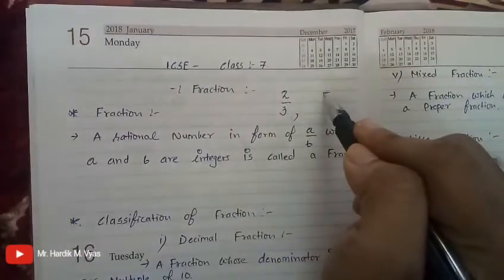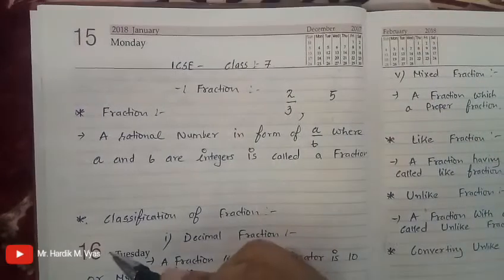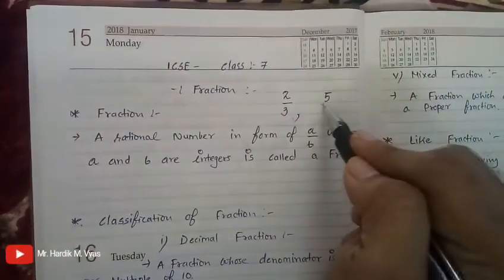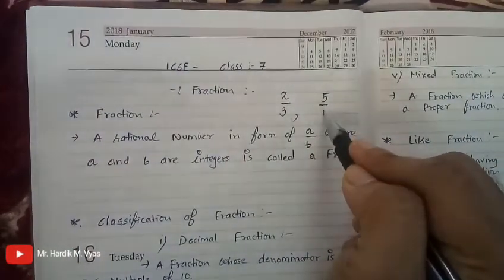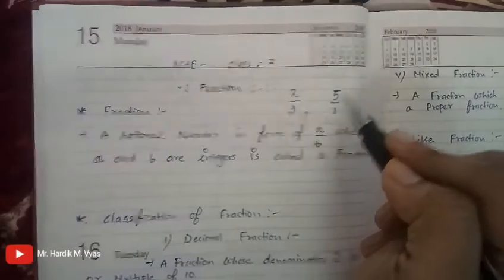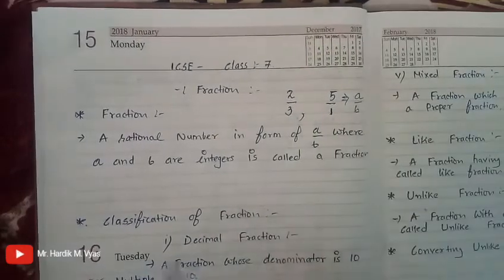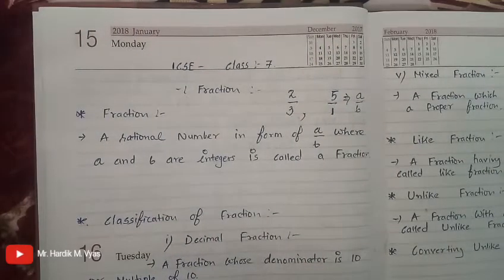Now if I write only the number 5, can I say that it is a fraction? Yes, it's also a fraction, because in the denominator there is a 1, so that means it is also in the form of a upon b. So 5 is also called a fraction, because it is also in a upon b form.